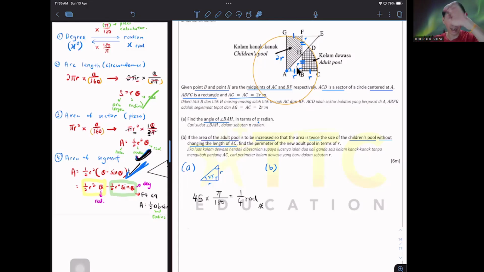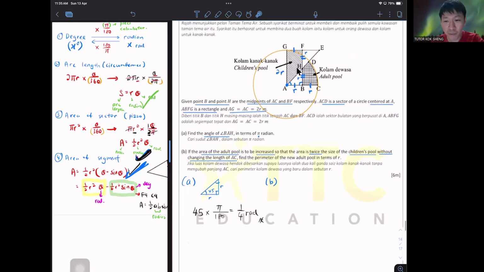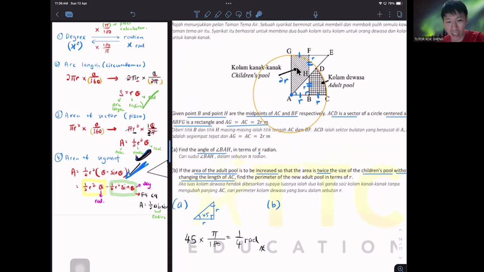This is my thinking, okay? I'm not sure about you guys. Maybe you can digest a bit, see whether you have a different thought or not. Okay, I repeat again. It says I cannot change the length of AC, so I would think your radius must stay the same length. For me, I think this way.